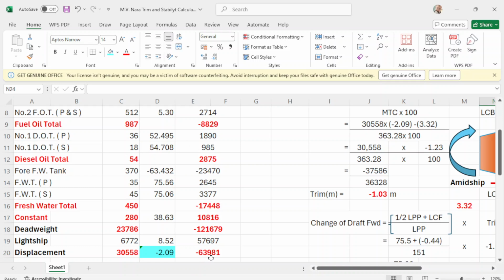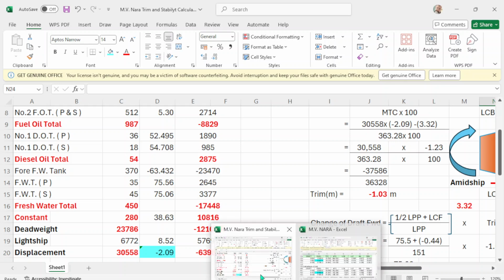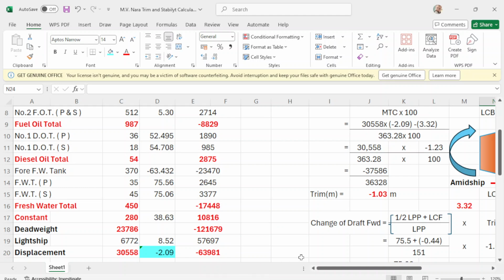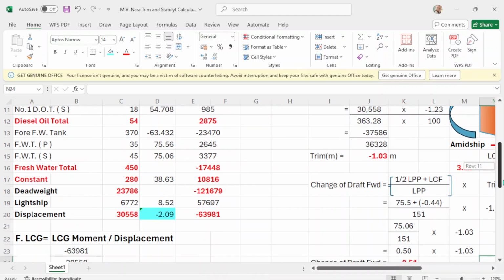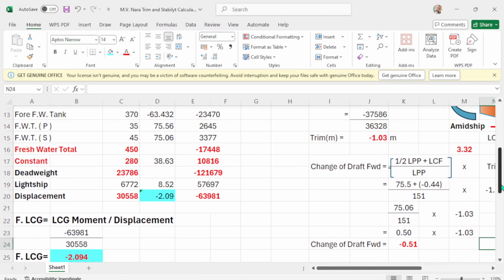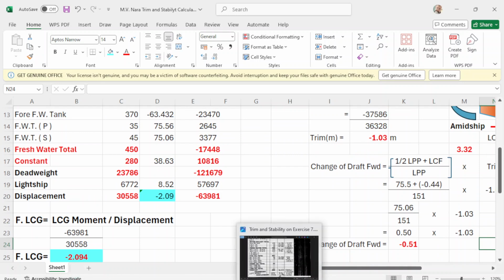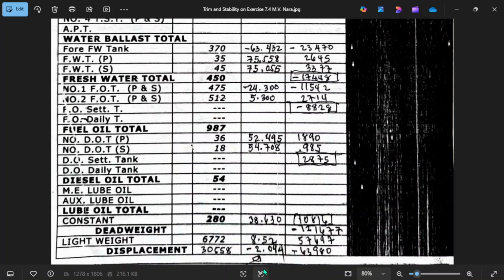And the LCG moment is negative 63981. Negative 63981, and the final LCG is negative 2.094. I got here negative 2.094.